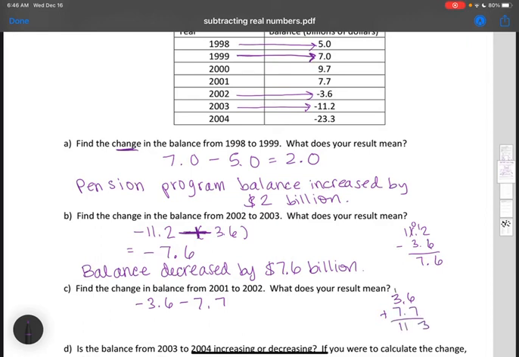I'm going to get 11.3. So remember, it's already negative. I'm making it even more negative. So that's how I need to add them together to get that negative 11.3. And what does that mean? That the balance decreased by $11.3 billion.